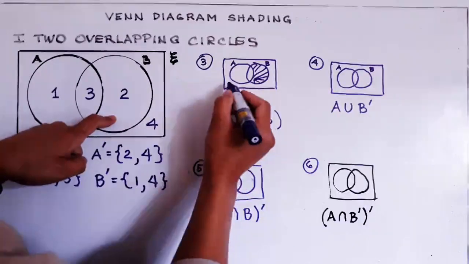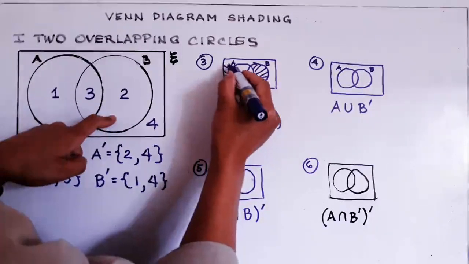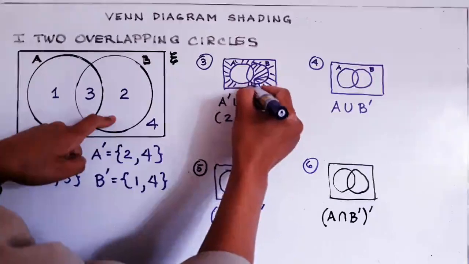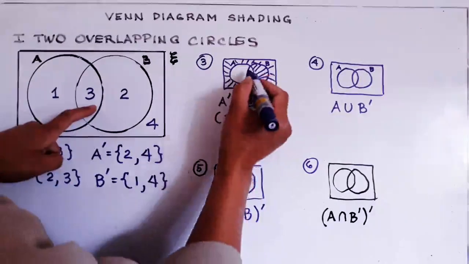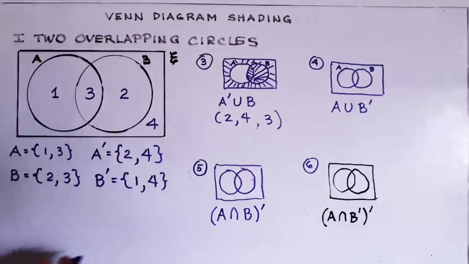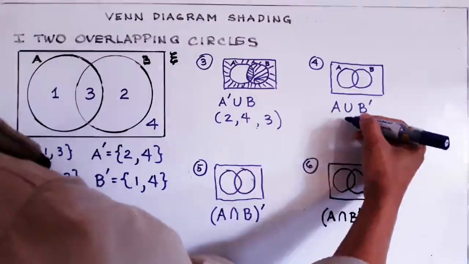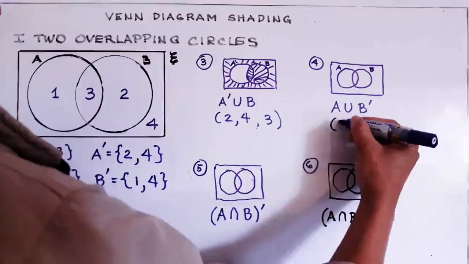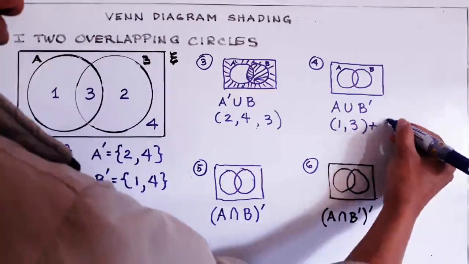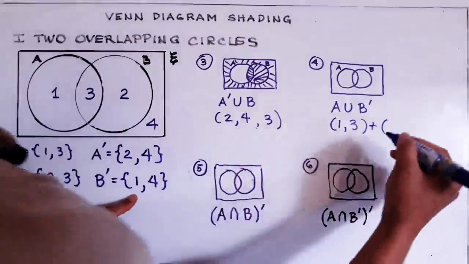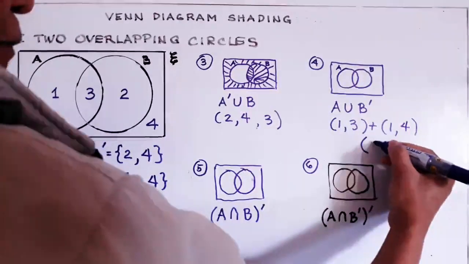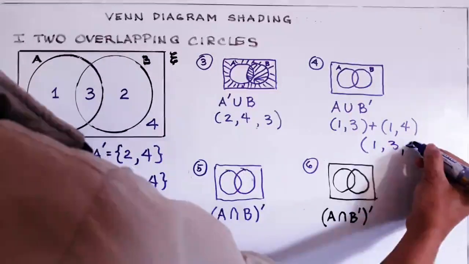Okay, the 4, we shade the outside here. And the 3, we shade also this one. So we have all of that. Okay, number 4, A. So we list down A here, which is 1 and 3. And then we add this B prime. The B prime is 1 and 4. So when we combine them, we have 1, 3, and 4.